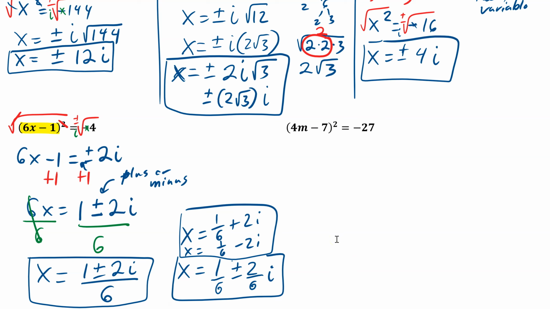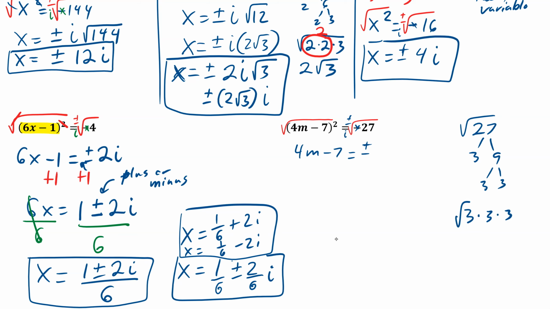The next one is our last type of square root property problem. We did one with a nice perfect square. So now when I take my square root, I'm going to get 4m minus 7 equals, and it's not a perfect square. But we do know we have plus or minus. So square root of negative 27, let's cross that off and put the i. That's 3 and 9. There's our perfect square, 3 and 3. So we have a pair of 3's. So that's 3 square root of 3.